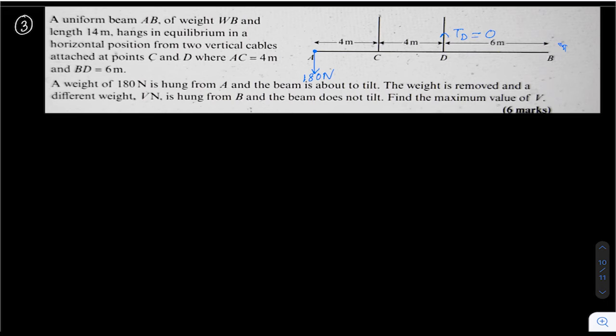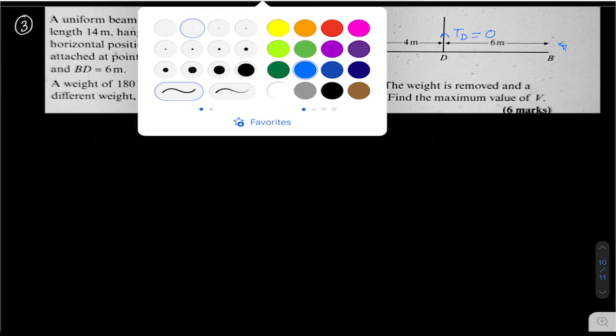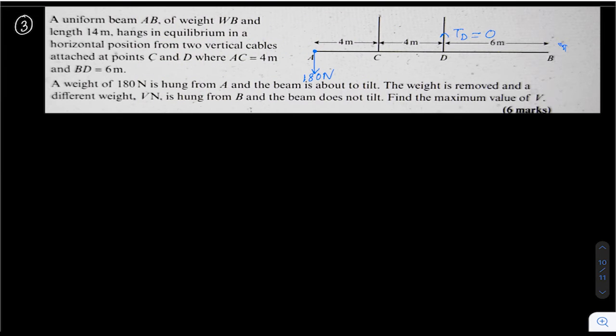Then they are saying the weight is removed. The 180 weight is removed and a different weight is hung from B, and the beam does not tilt. Find the maximum value of B. Okay, so let's try to solve this. This is a very big question, so let's analyze this slowly. Now for the first part, when a weight of 180 is hung, initially it was in equilibrium. So this is, let's say, some tension C.